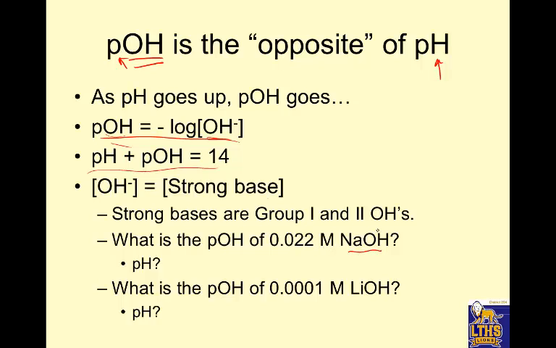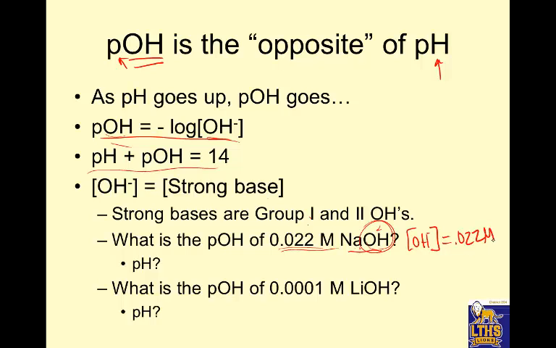Well, first of all, this is a base. How do I know? Because it's a hydroxide, and it's from group 1. Sodium's from group 1 on the periodic table. So this is a strong base, which means all of this that goes into the solution breaks up totally into this. So the concentration of OH is 0.022.